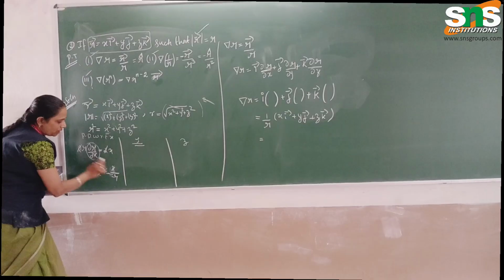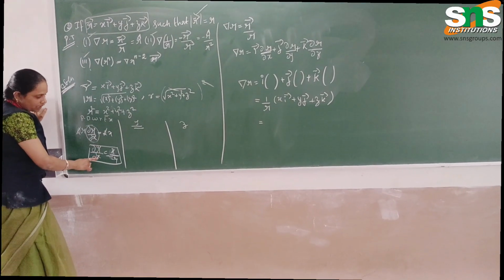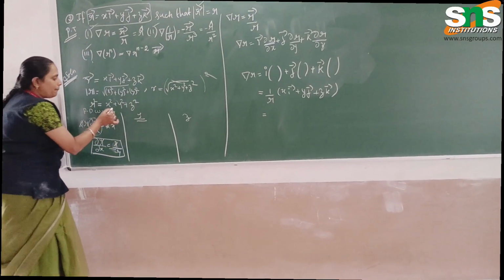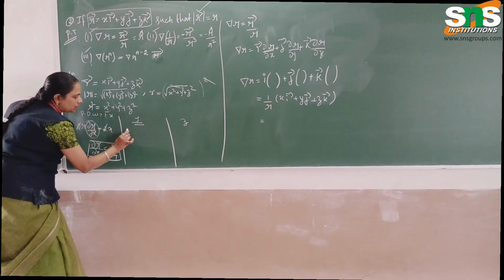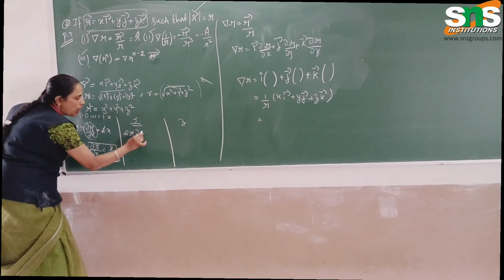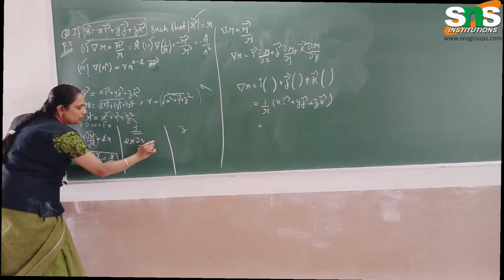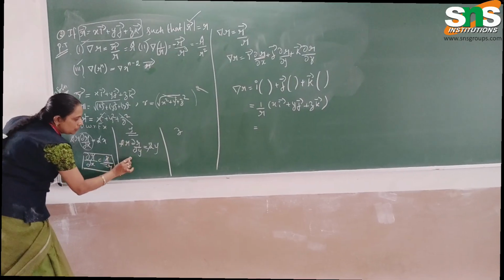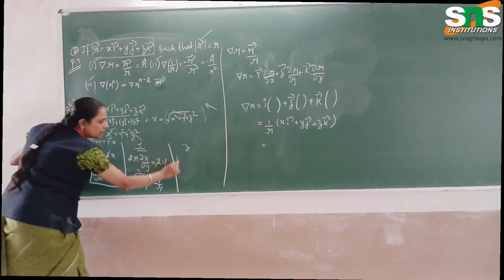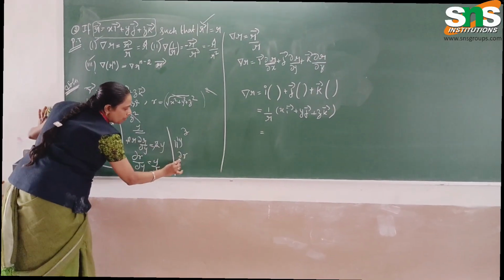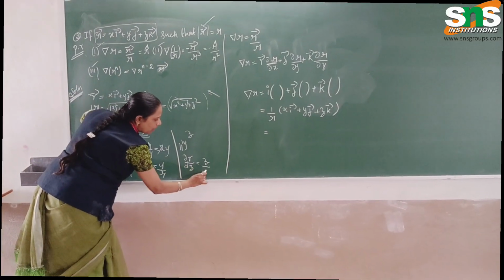So dou r by dou x equal to x by r. Then partially differentiating this equation with respect to y, that is 2r dou r by dou y equal to 2y, that is dou r by dou y equal to y by r. Similarly, what is the dou r by dou z value? Yes, it is z by r.